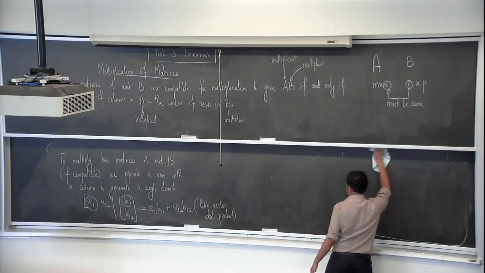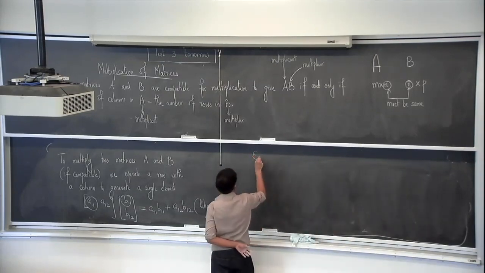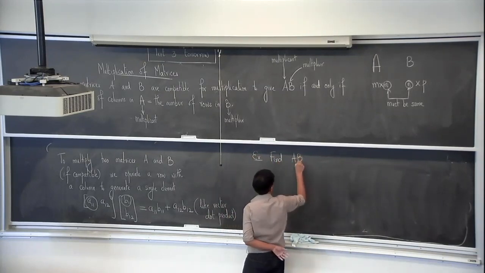So let's do some examples and make sure that all of you are comfortable. Find A times B and B times A if possible.